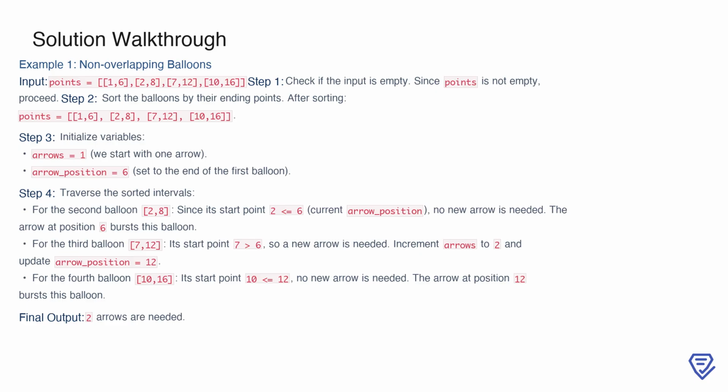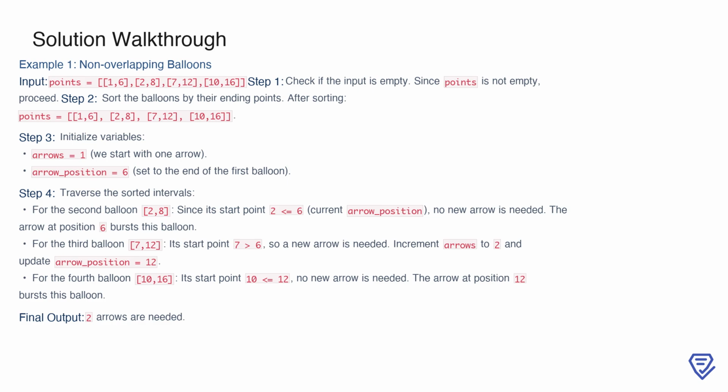Here, we begin with an example where the balloons have some overlap. The input is a list of intervals representing the balloons, and our task is to determine the minimum number of arrows needed to burst them all. First, we check if the input is empty. Since it's not, we move forward and sort the balloons by their ending points. This helps us efficiently determine the optimal placement for the arrows. After sorting, the intervals remain the same: [1,6], [2,8], [7,12], [10,16].